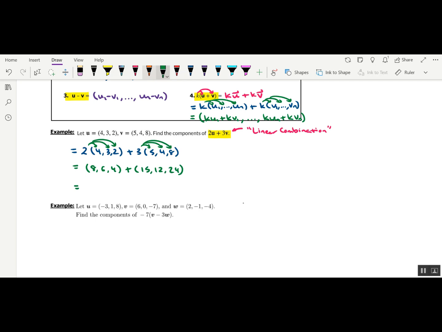And based on the table above, to add these two vectors together, we combine corresponding components. So the first component of this resulting sum would be 23. The next component would be 18. And then the last component would be 28. And that right there is our final answer.